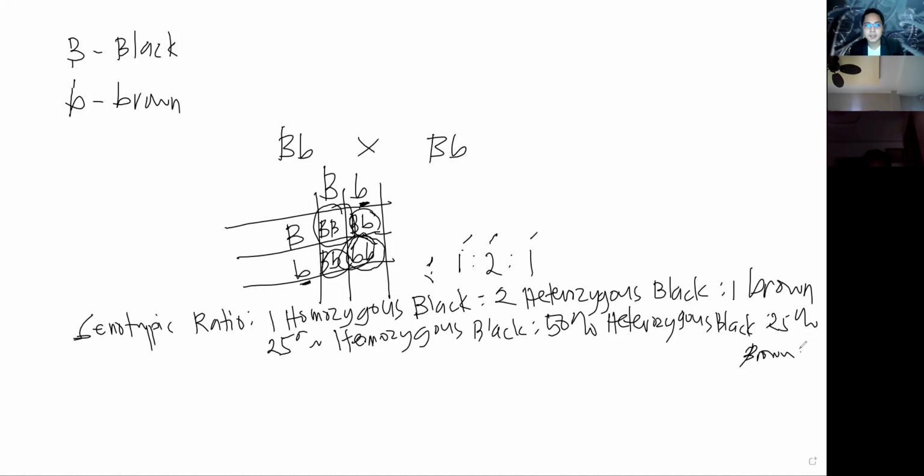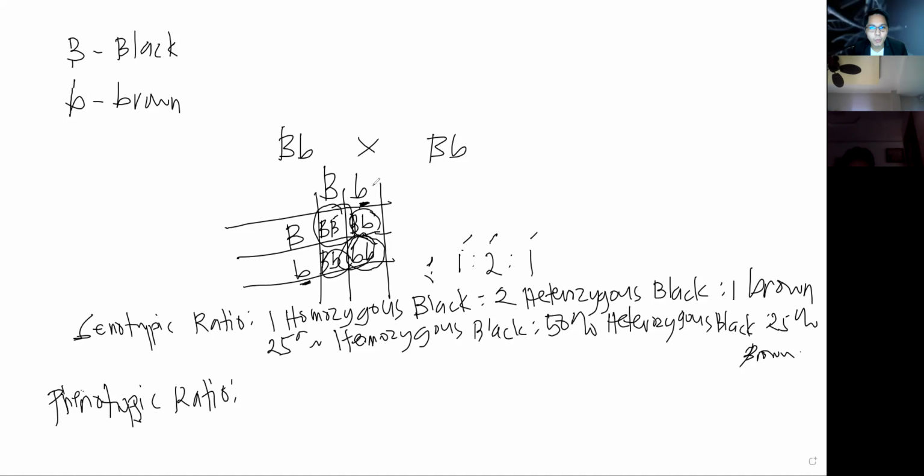1:2:1. That is the genotypic ratio of the cross between two heterozygous organisms or two heterozygous alleles. How about the phenotypes or phenotypic ratio? Pheno means the physical, the one you can actually observe, regardless of their genome or genes. Phenotypic ratio.